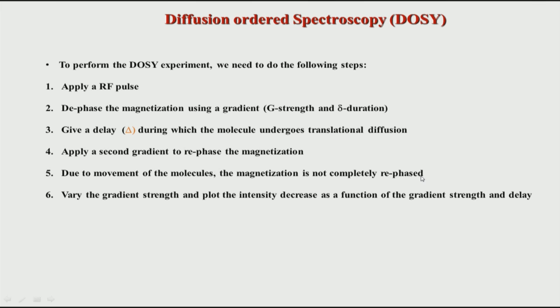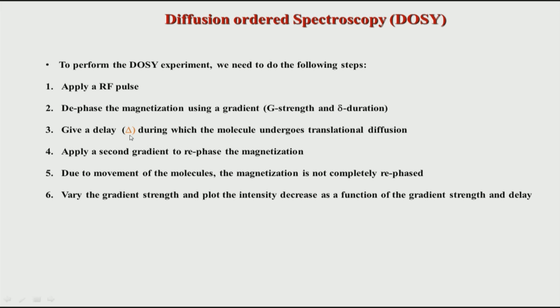So, the amount of decrease in the intensity I can measure by simply 2 experiments. I keep the delay the same, but in one experiment I do not apply a gradient, and in another experiment I apply the gradient. When I do not apply the gradient, there is no question of dephasing, so there is no question of worrying about rephasing. So, the signal remains in phase throughout the experiment. That is my first point.